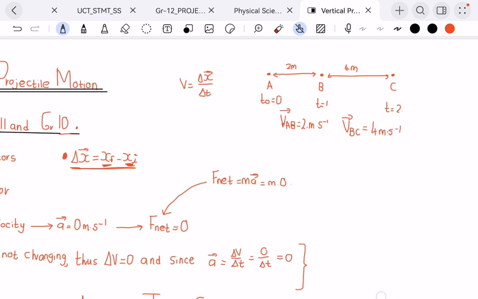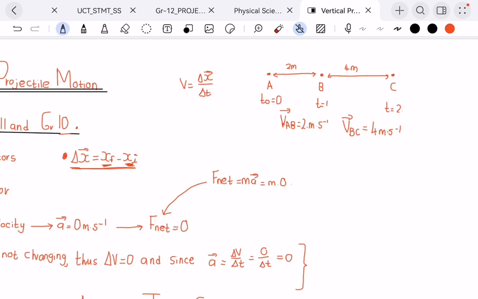So we can see that this person is only covering 2 meters in 1 second, whereas this person is covering, what, 4 meters in 1 second. Imagine that. So this one is moving very, very fast because he's covering a larger distance in 1 second. This one only covers about 2 meters, whereas this one is covering a larger distance in 1 second. So that is what velocity is basically telling you.